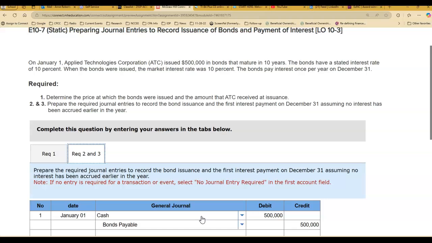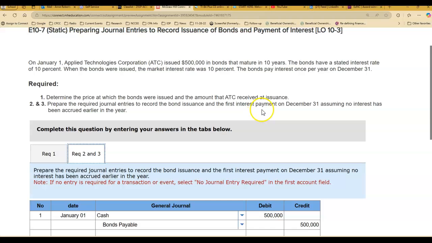Okay? So when we book this $500,000 worth of bonds payable in this case, this is the liability that will stay on the books until we either retire the bonds early or the maturity date of the bonds, when we pay back everybody that $500,000. Okay? So something to make sure that you note there.